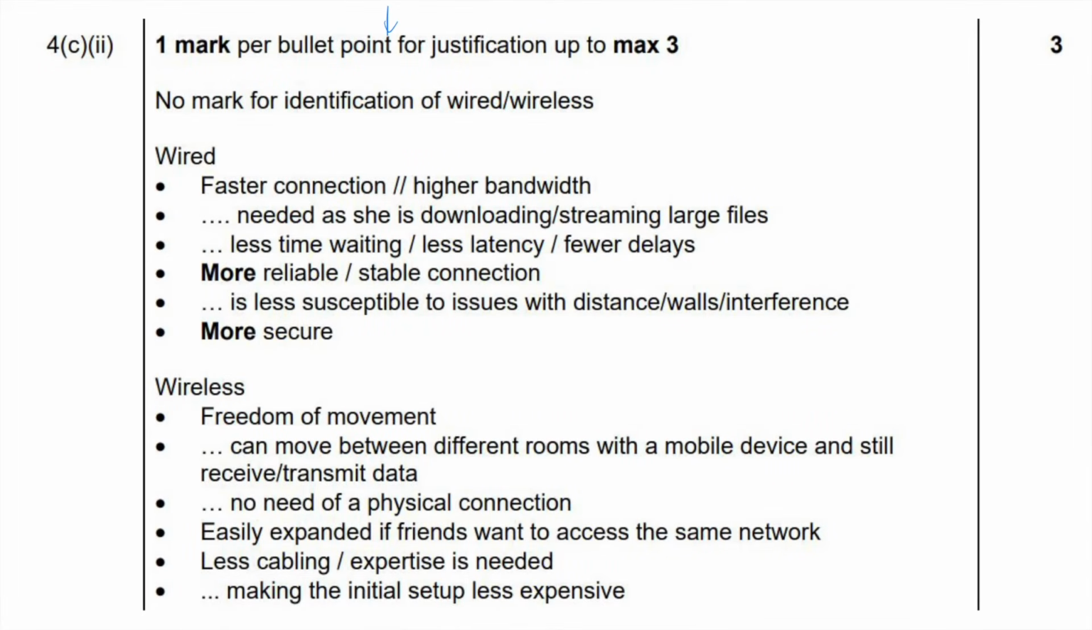For wired networks, some justifications might be faster connection, more reliable, and more secure. And for wireless networks, freedom of movement, easily expanded, so it's easy for people to connect, less cabling and expertise is needed, which means setup is less expensive.